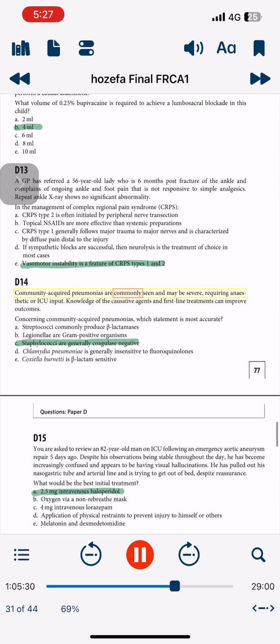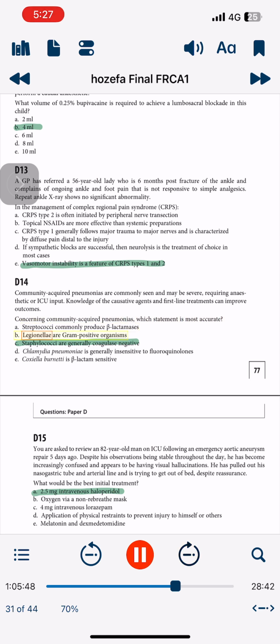D14. Community-acquired pneumonias are commonly seen and may be severe, requiring anesthetic or ICU input. Knowledge of the causative agents and first-line treatments can improve outcomes. Concerning community-acquired pneumonias, which statement is most accurate?